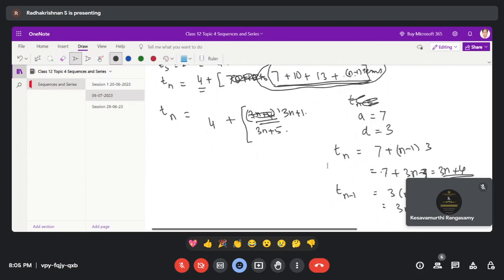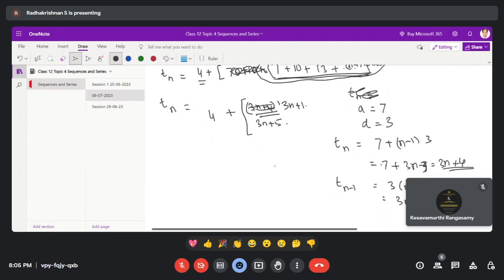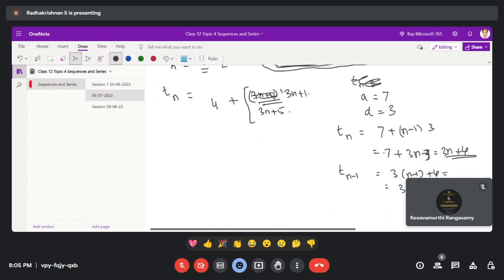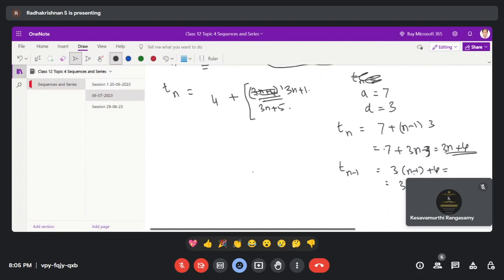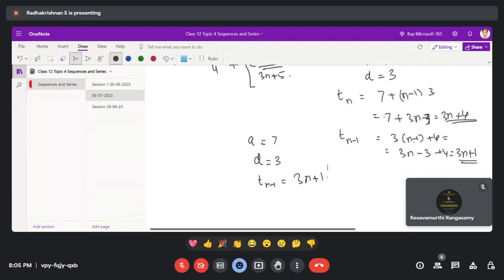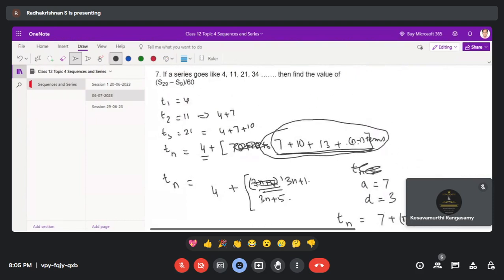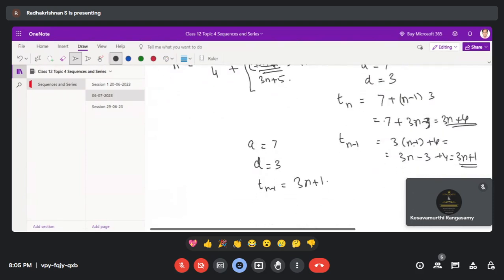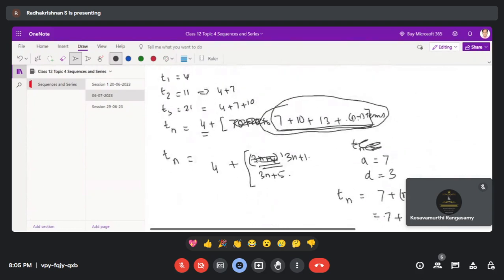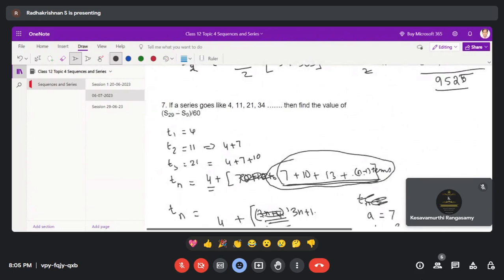See, but here what you have calculated is only the last term, not the sum. Again, you have to calculate the sum. Because here the first term is 7, difference is 3, and the last term is 3n plus 1. So this is your last term because here there are n minus 1 terms. They are not given any value of n. So we will determine the value of S29 and S9.